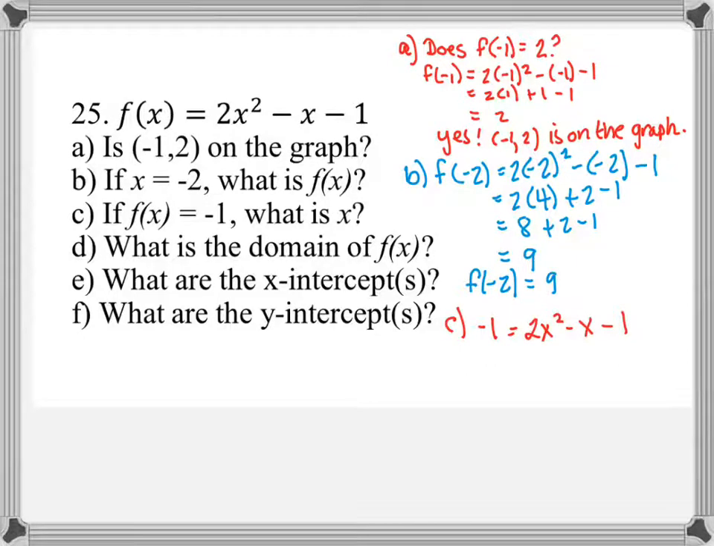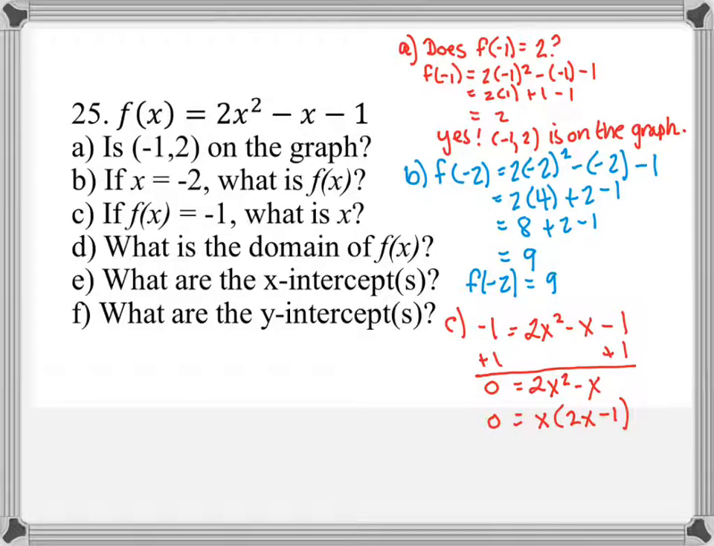C wants to know if f of x equals negative 1, what is x? So we will replace f of x with negative 1. Negative 1 equals 2x squared minus x minus 1. Let's solve this for x. I'll start by moving everything to the right-hand side because this is quadratic and x squared is positive on the right-hand side, so I will add 1 to both sides. 0 equals 2x squared minus x.